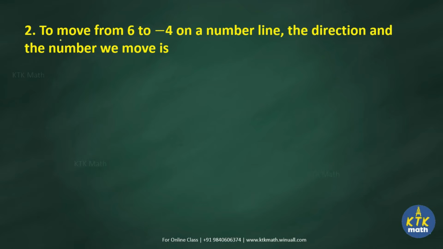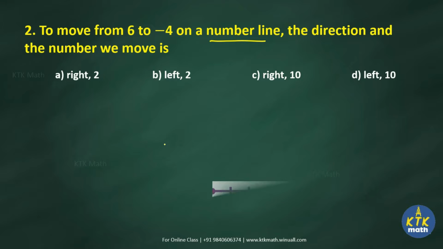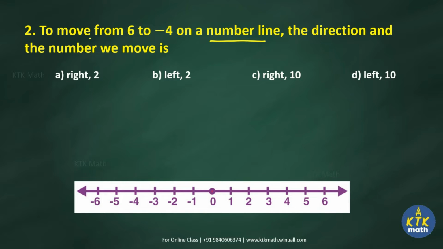Question number 2. To move from 6 to minus 4 on a number line, the direction and the number we move is. This question is based on number line, so definitely we need the help of a number line. From where to where are they moving? From positive 6 to negative 4. Don't think that because the plus symbol is not given it is not positive. Most of the time positive will not be mentioned separately. If they are not mentioning any symbol, you need to consider it as always positive. If it is negative they will mention it.